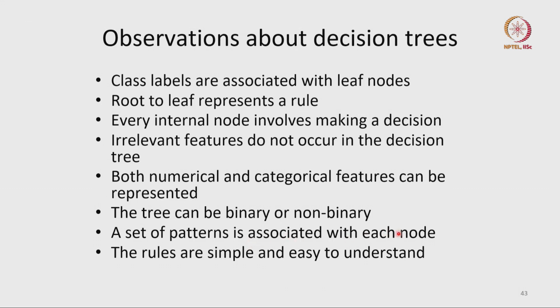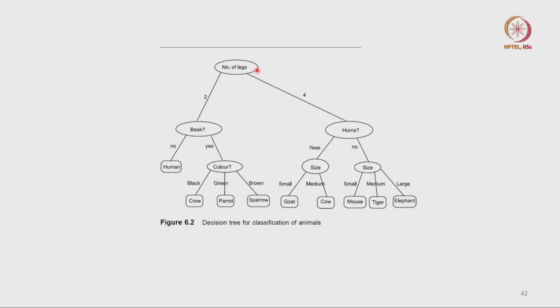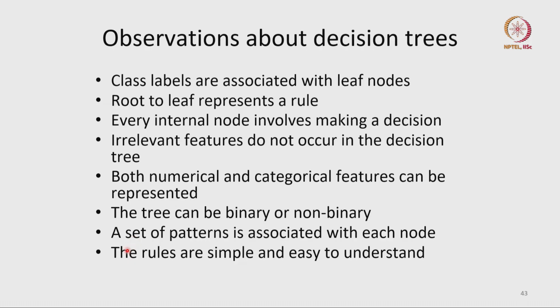A set of patterns is associated with each node. What happens is you have your training data set and you are going to check the number of legs. Associated with the root node will be the entire data set that you have. Now, when you check the number of legs, all those patterns with number of legs equal to 2 will go this way and number of legs equal to 4 will go this way. So, you will find a subset of patterns associated with this node, and a subset of patterns associated with this node. And similarly, as you go down, the subset becomes smaller and smaller. The rules are simple and easy to understand. So, these are some observations.